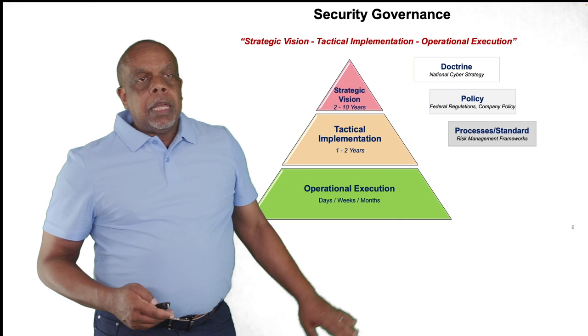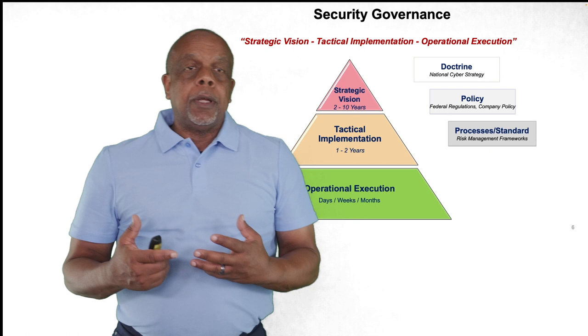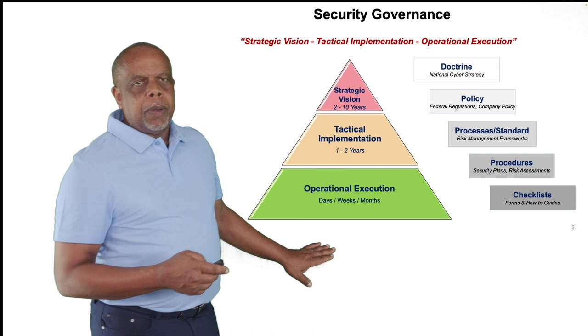Now, when we go into tactical implementation, that 1 to 2 year period, this is where we start developing processes and standards. What type of processes, what type of security frameworks are we going to use? What controls do we think we're going to have to put in place to manage and maintain our security infrastructure and our security posture and maintain confidentiality, integrity, and availability? And then at the days, weeks, months level, we have actual procedures and checklists, where we build forms and all those things.